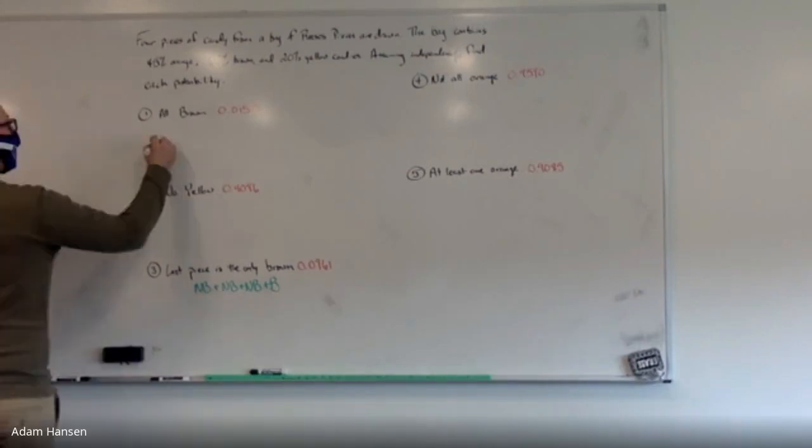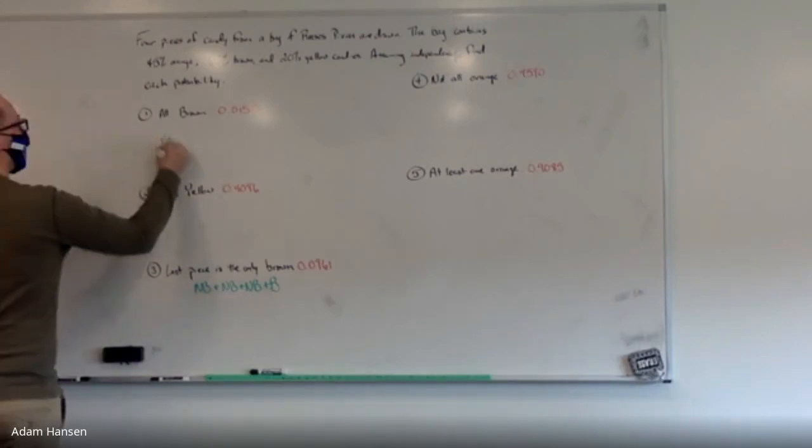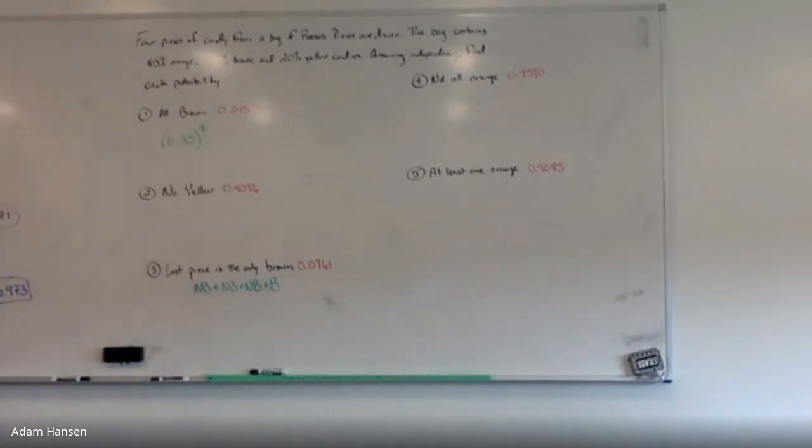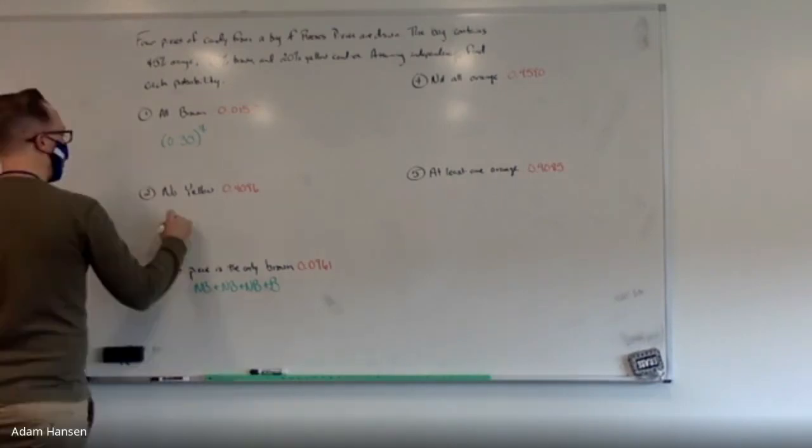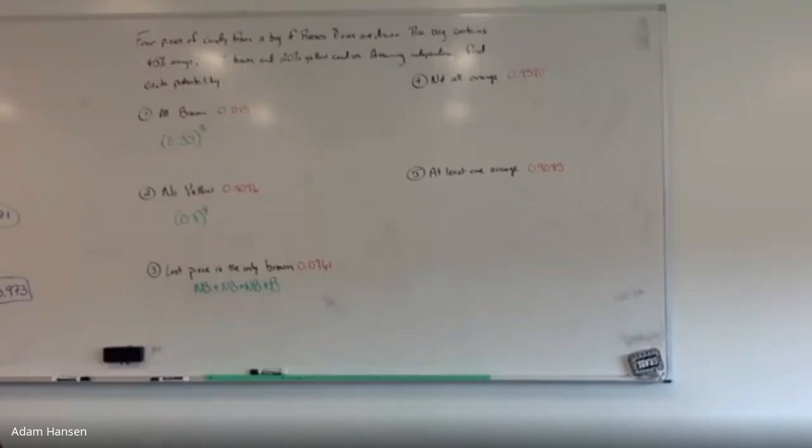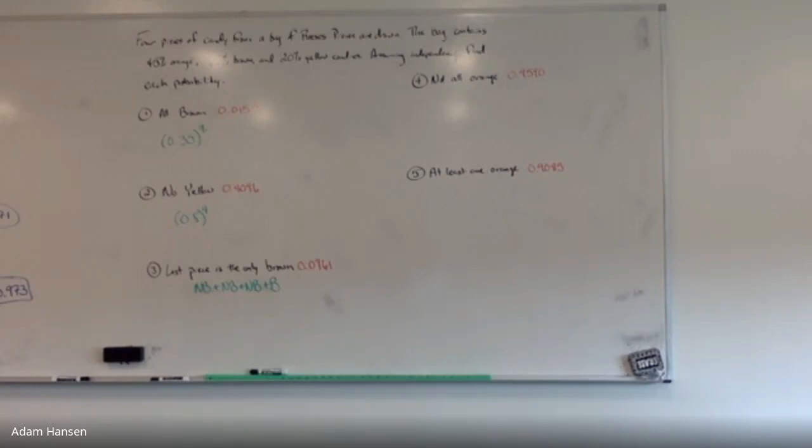Brown. No yellow. 20% are, so 80% aren't yellow. All brown, 35% times itself 4 times. No yellow, 20% are yellow, leaving the other 80% that aren't. So take 80% times itself 4 times for the 4th.